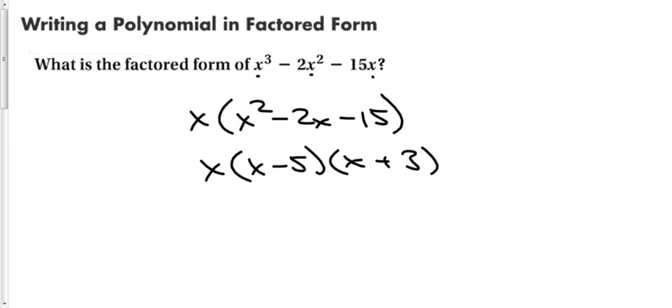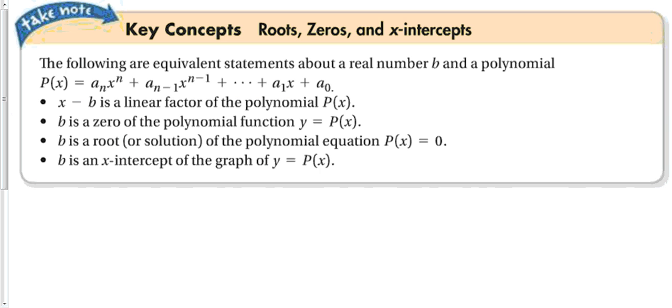If I wanted to, I can check this by multiplying these two together using FOIL and then taking my answer and multiplying them all by x. But it is right. Okay? So that leads us to remember how these things interact with roots, zeros, and x-intercepts.